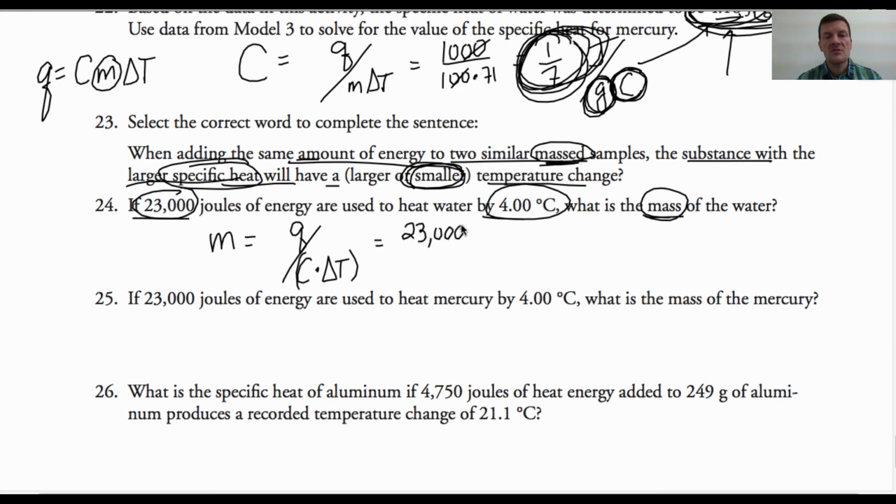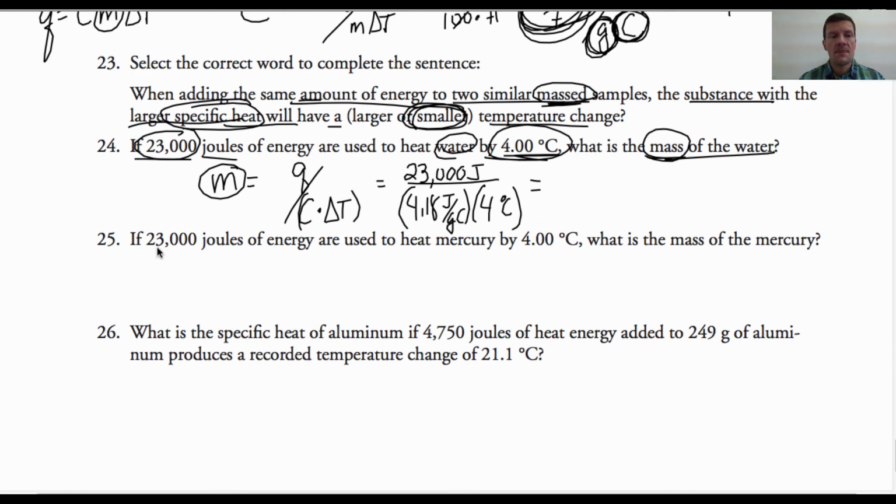By the way, just make sure that the correct units are being used here. This has to be in joules, not kilojoules. If it's in kilojoules, you have to convert it. And here you have the specific heat for water, 4.18 joules per gram per Celsius. And the temperature change is 4 degrees Celsius. That computation right there is going to give you the mass of that particular water sample.